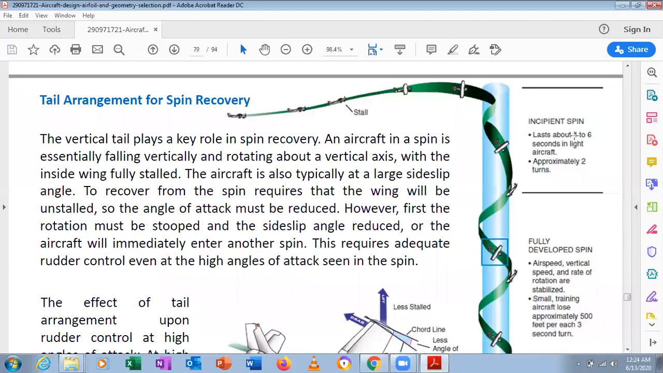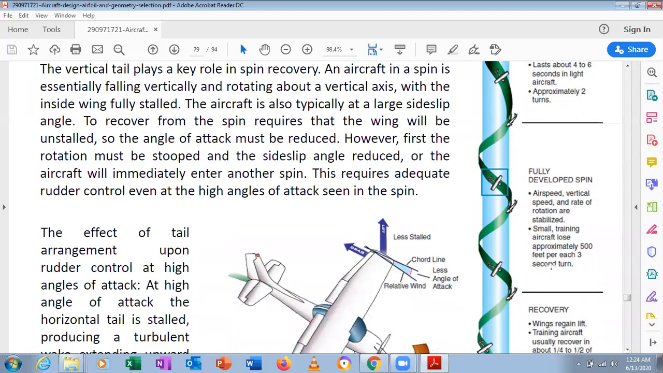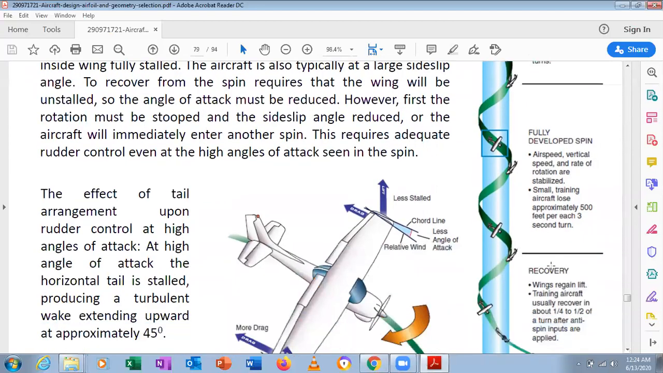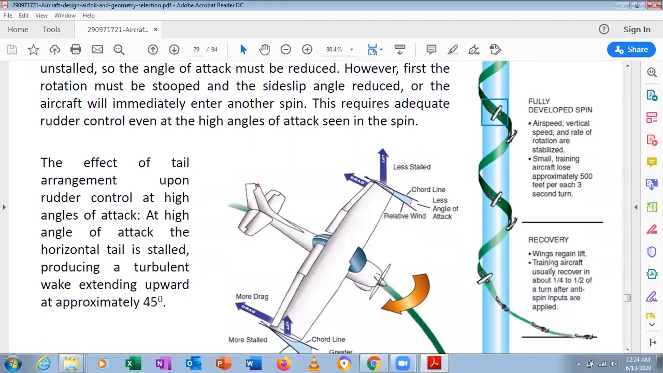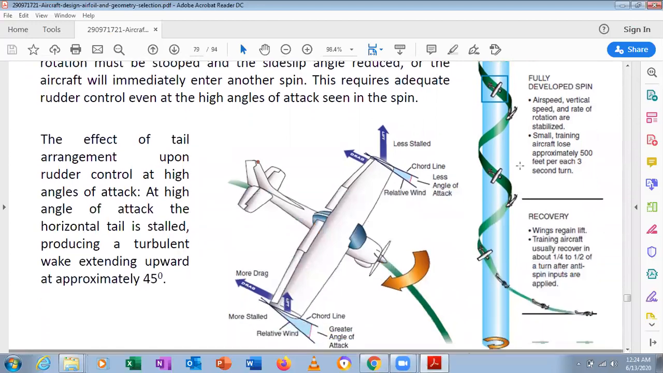This is for lighter aircraft, microlight aircraft. Approximately 2 turns will be there. In a fully developed spin, with airspeed, vertical rotation, and stabilized, a small training aircraft loses approximately 500 feet per turn, at about 3 seconds for each turn. So for each 3 seconds there will be one turn.